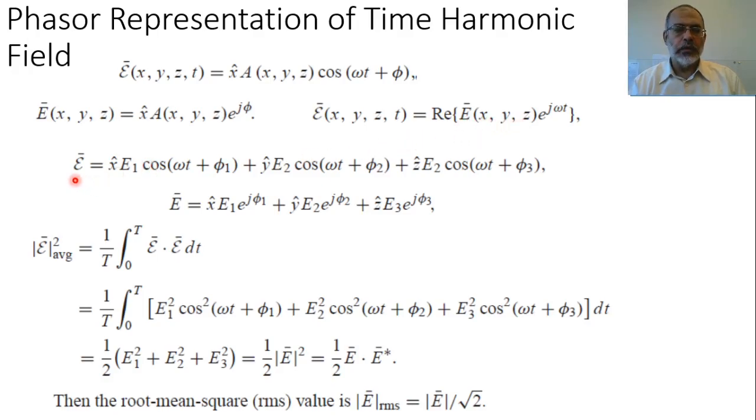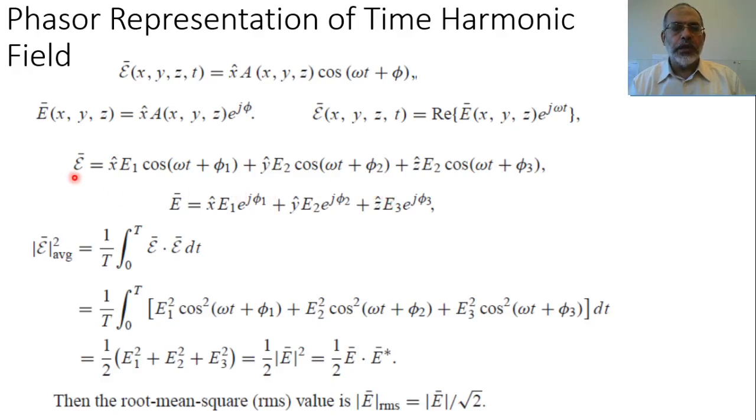Assuming that the electric field has an x component, y component, and z component, and each one is represented in instantaneous time harmonic form, the corresponding phasor electric field would be E1 multiplied by the phase e to the power j phi 1 in the x direction, plus E2 multiplied by e to the power j phi 2 multiplied by the unit vector in the y direction, plus E3 multiplied by e to the power j phi 3 multiplied by the unit vector in the z direction.